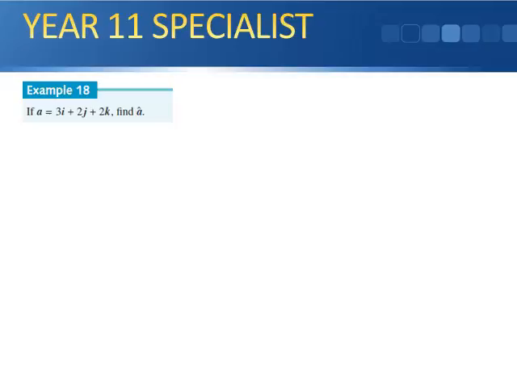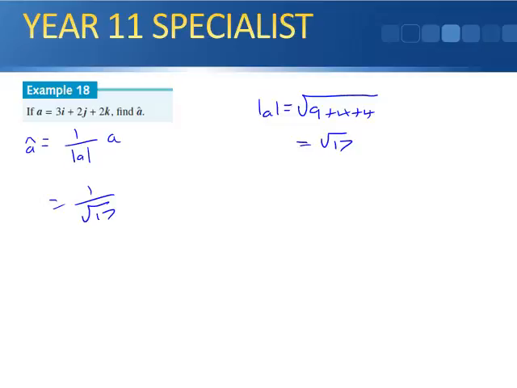Example 18, if a is that, find a with the witch's hat. Now remember, a with the witch's hat is 1 divided by its magnitude and then a. So the magnitude of a will equal 3 squared is 9, 2 squared is 4, 2 squared is 4, which is going to be the square root of 17. So this will give us 1 divided by the square root of 17 of 3i plus 2j plus 2k.